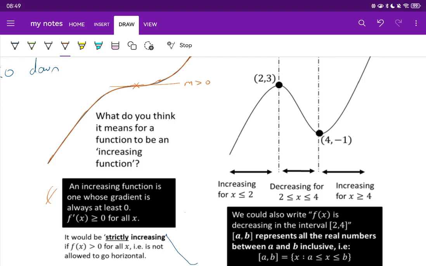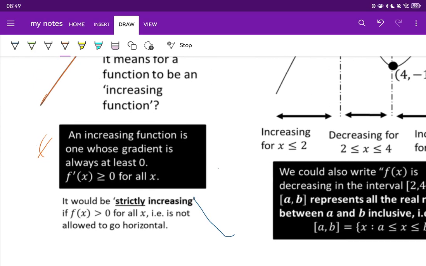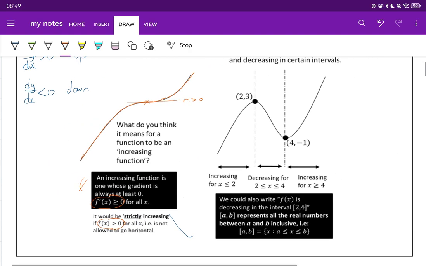Now, sometimes there's a bit of confusion between whether it's strictly increasing or increasing. So we're going to say that increasing means that you can include the possibility that at some point it's perfectly horizontal and flat. So that's an increasing function. So for example, y equals x cubed would be an increasing function.